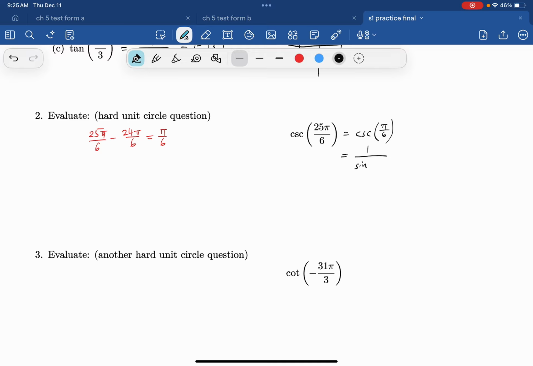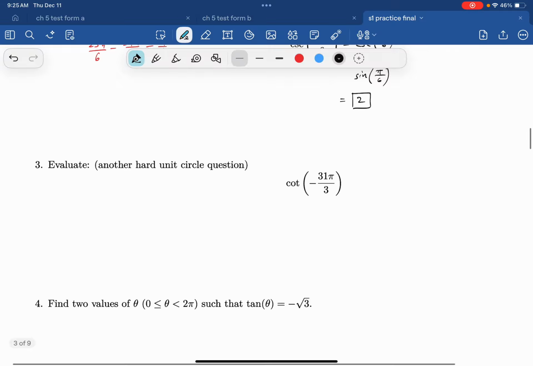Which is 1 over sine pi over 6, and that is just positive 2, because sine pi over 6 is half. Okay, next question is very similar. We're going to try and add a multiple of 2 pi. In this case, let's think, we'll add 12 pi. It might take some trial and error to get the right multiple of 2 pi. In this case, we're going to do 12 pi, or 36 pi over 3, and that is going to give us 5 pi over 3 as our equivalent angle.